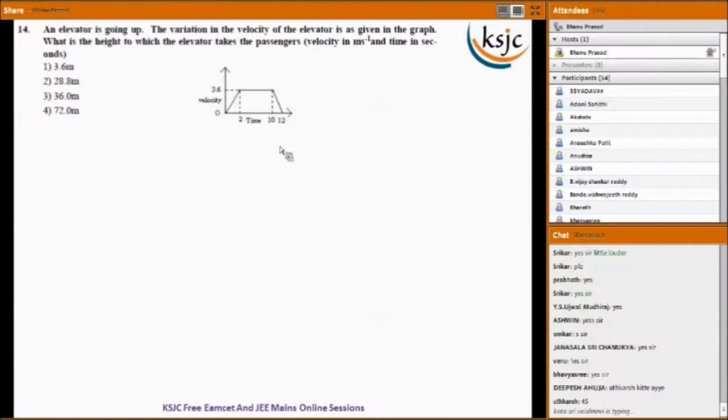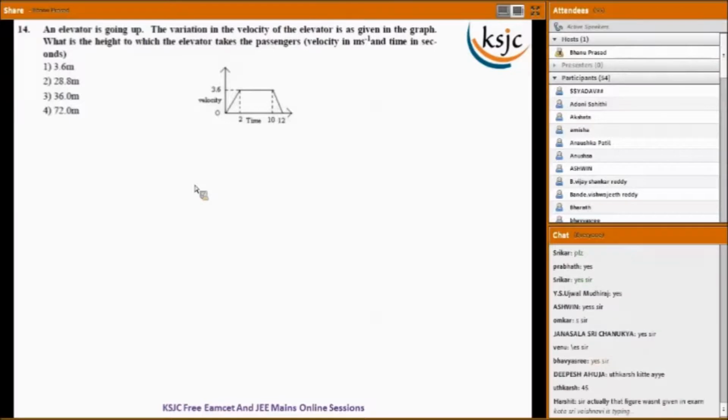An elevator is going up. The variation in the velocity of the elevator is as given in the graph. What is the height to which the elevator takes the passengers? Now, what is the height to which the elevator takes the passengers? This we have done in the class where the total height, or the total displacement, is nothing but the area enclosed between the graph and the time axis.